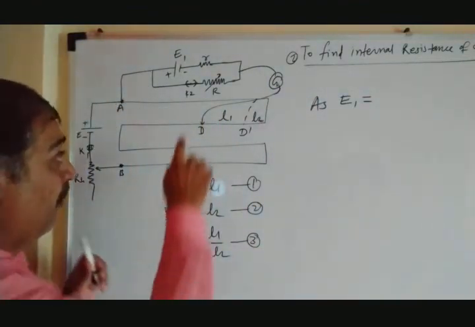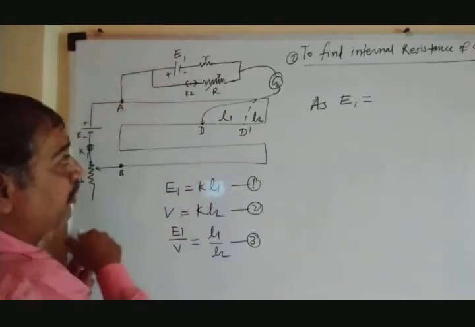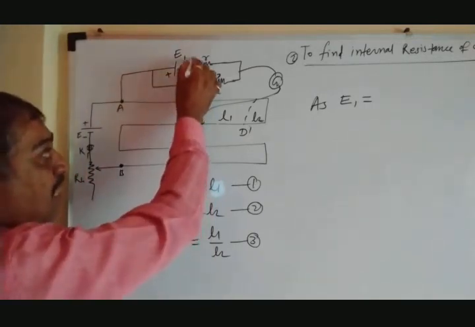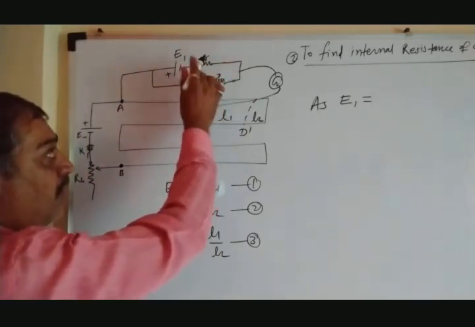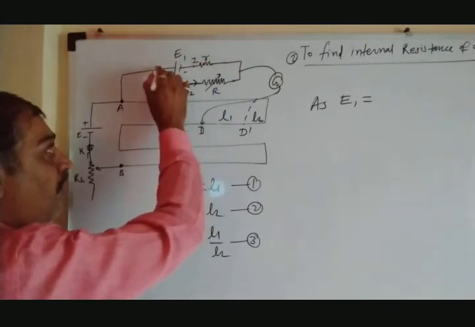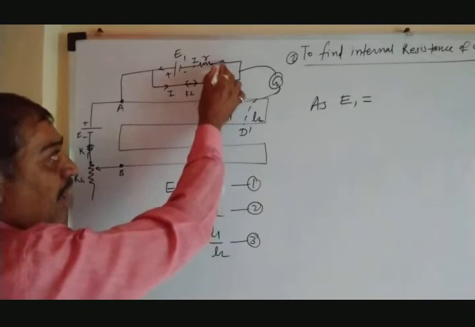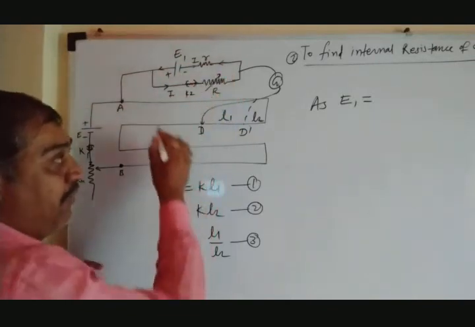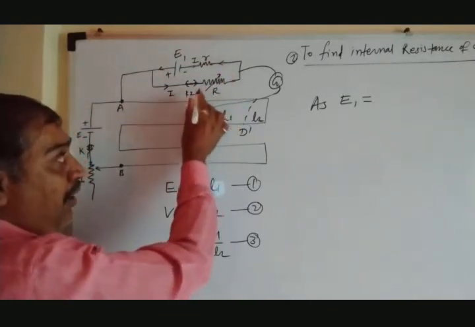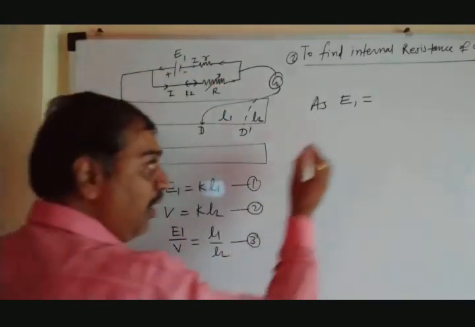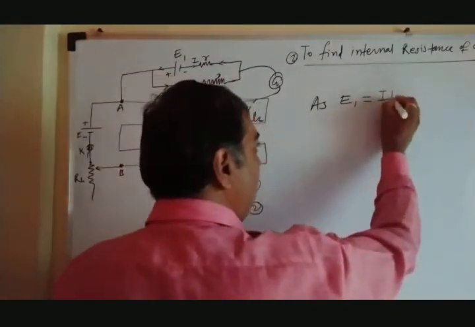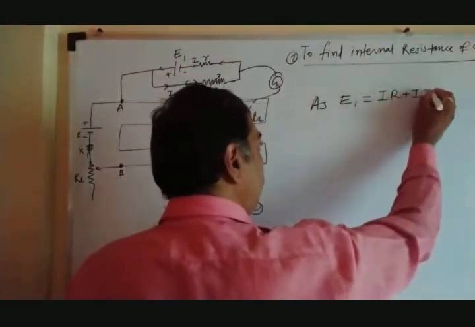When E1 is applied, suppose due to this E1, some current I is flowing like this. It comes here. Some positive to negative current flows. Suppose it is I. So this I goes here, again comes here I. So what is the E1 equal to? I into R plus I into small r. So here it is E1 equal to I into R plus I into small r.